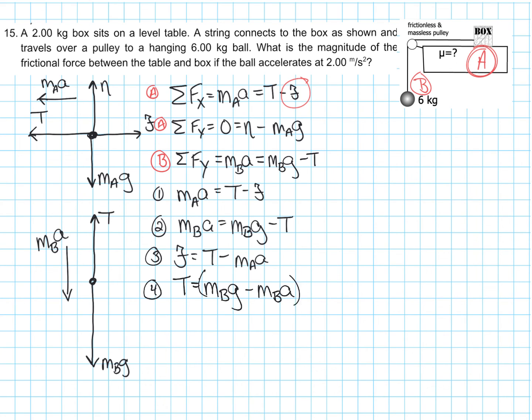I'm going to treat it like it's one number, m subscript B times g minus m subscript B times a. So friction is equal to, I'll put it in parentheses just to make it stand out, but it doesn't need to be in parentheses in this case, the mass of B times g minus the mass of B times a, minus the mass of A times a. I know these masses, I know g, and I know the acceleration. I have everything I need to find friction. Excellent. So now I'll put in my numbers.